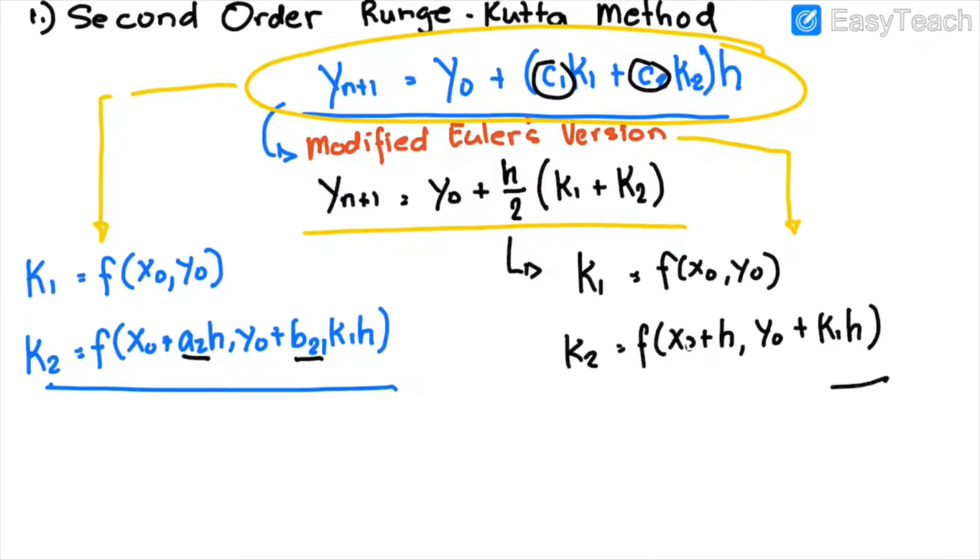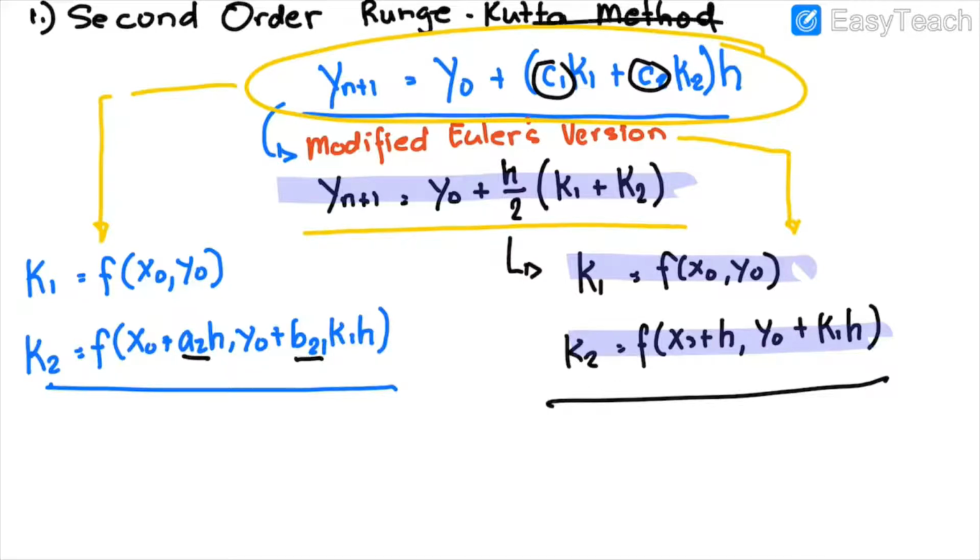We will then be removing the constant values under the modified Euler's version. So we will be using the modified Euler's version on the second order Runge-Kutta method. We will be using these formulas for the second order Runge-Kutta. By doing so, let's move on to an example problem under the second order Runge-Kutta method.